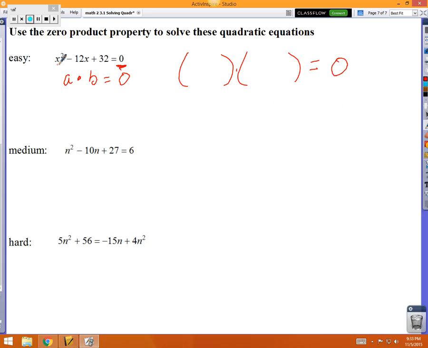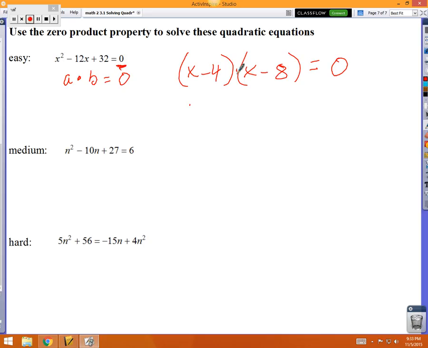How do they times and get x squared? Just x times x. How do they times and get 32? But you've got to add them to get a negative 12. So 32, you can do 1 and 32, 2 and 16, 4 and 8, and that's where we're going to go, 4 and 8. So they've got to multiply and give you a positive 32, but you add and get a negative, so that means they are both negatives, because a negative 4 times a negative 8 is a positive 32, and a negative 4 plus a negative 8 is a negative 12.